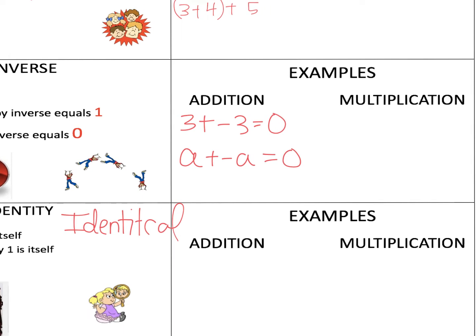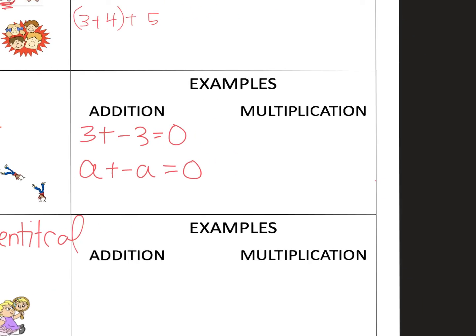But inverse of multiplication is like the reciprocal. So for example, 3 times 1/3, because 3 and 1/3 are opposites, gives me 1. So when I multiply, I want the result to be 1 for an inverse. So this would say A times 1 over A equals 1. Okay, so be careful of the difference there.